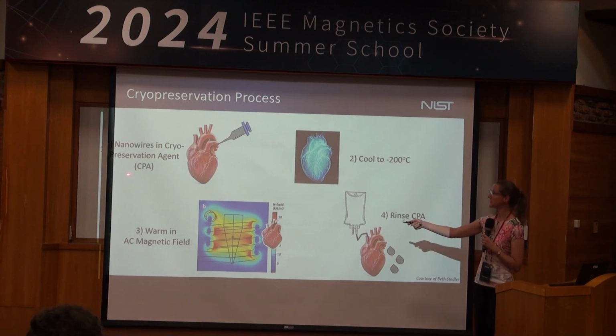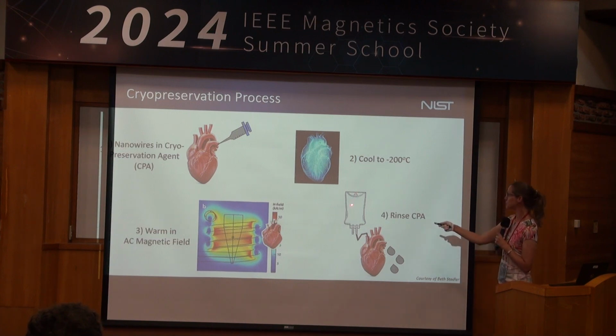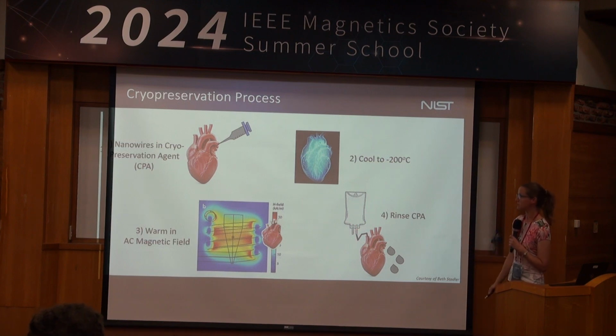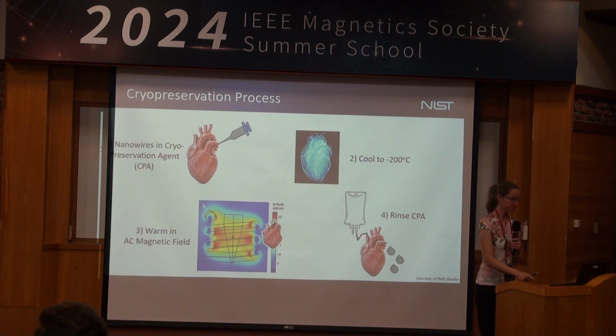So the idea is that you put these nanowires into some sort of cryopreservation agent inside, say, a heart, and then you freeze it. So you pull it down to liquid nitrogen temperatures. When you're ready to use it, you use hyperthermia in order to warm the system in an AC magnetic field, and then you rinse out your cryopreservation agent. And in the process of doing this rinse, you're removing all of the nanowires.